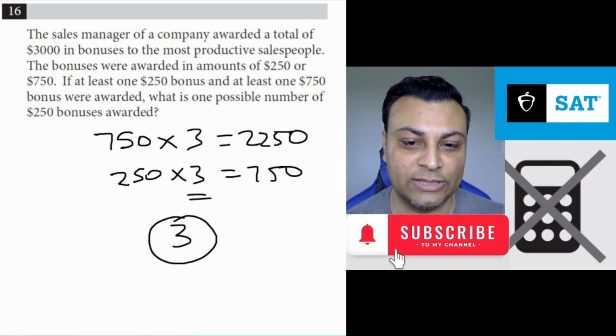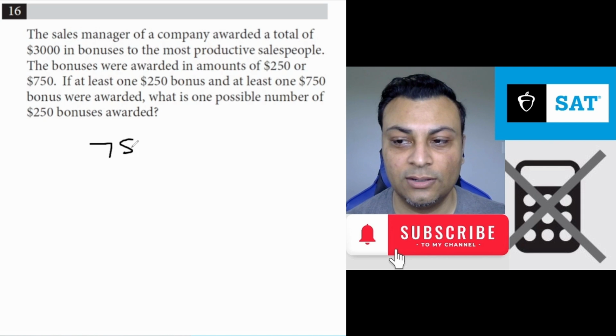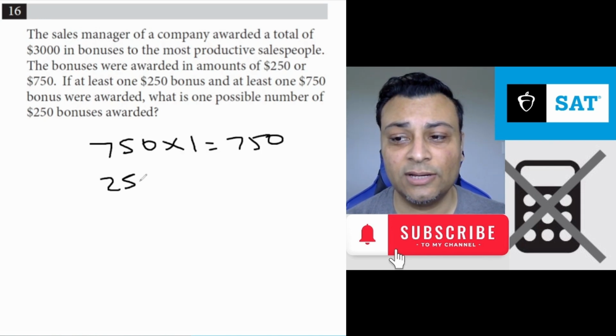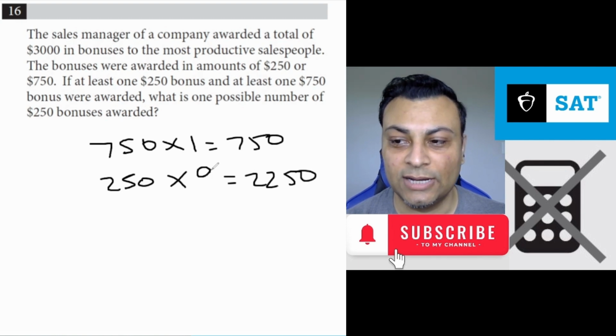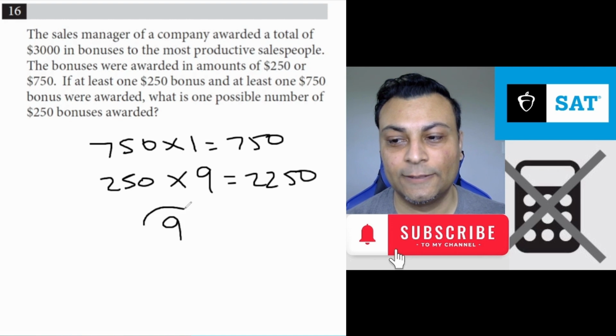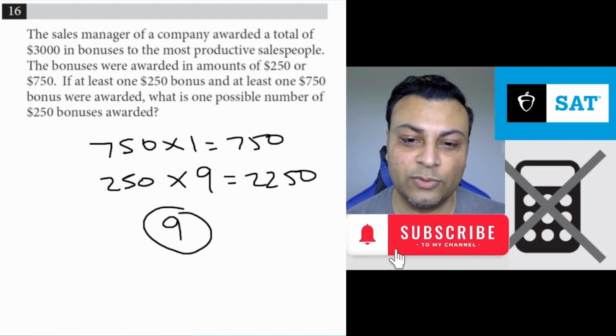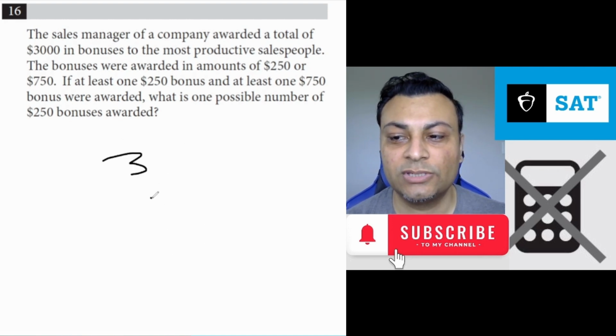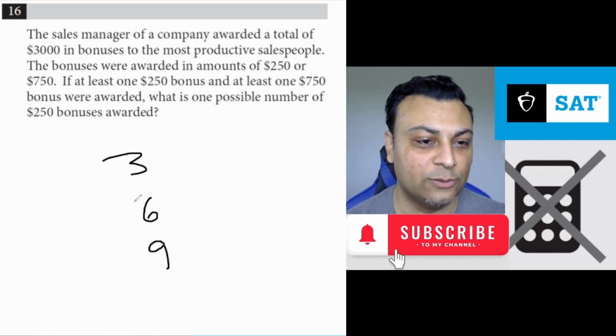And in fact, there's one more answer, which is 750 times 1, which is 750. And then you need another 2250 from here, which is 9. So another answer is 9. So the 3 possible answers are 3 or 6 or 9. And you can pick any one of them.